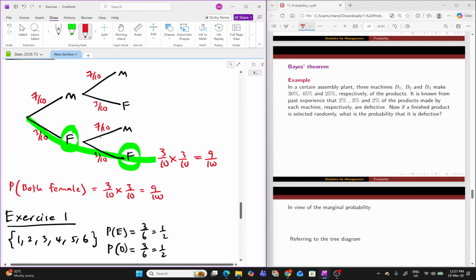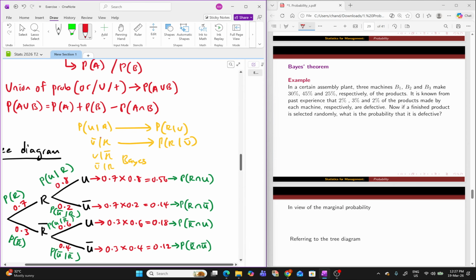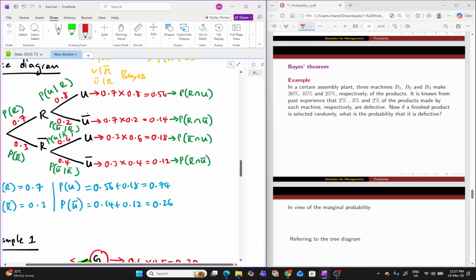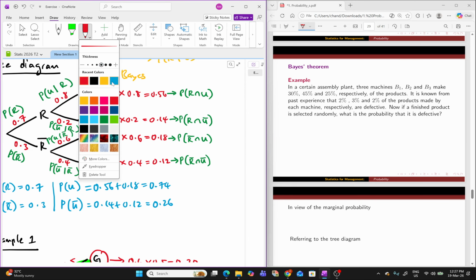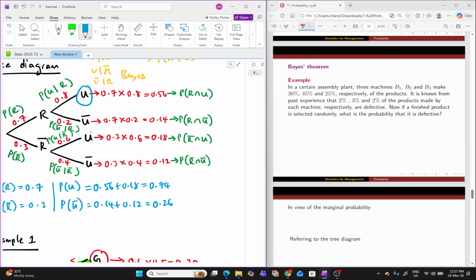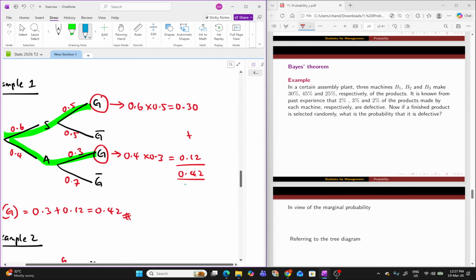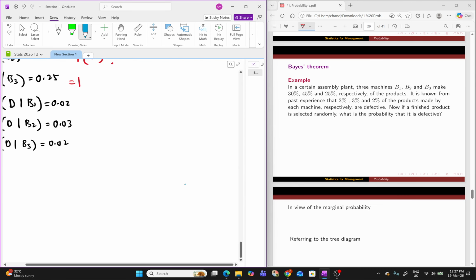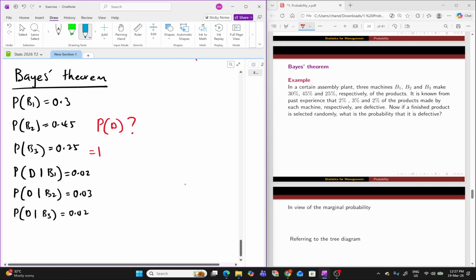you can see here also. I mentioned this in the class, but I can repeat it here. If I want U, I take all the intersections with U. R intersect U, and not R intersect U. If there's something else intersecting with U, I will take that also, and add them, then I get U. So basically, for me to find defective, I will take all the intersections with D.